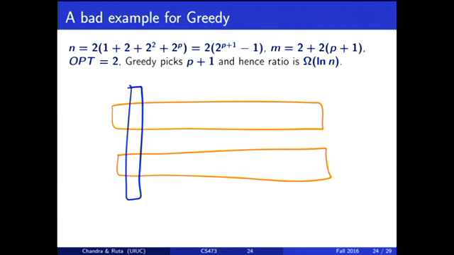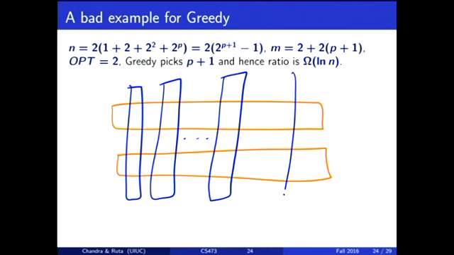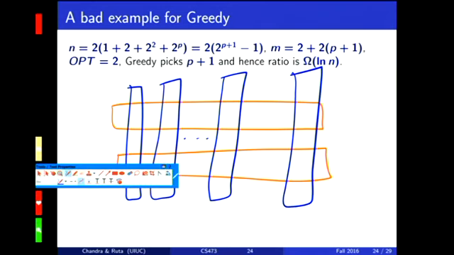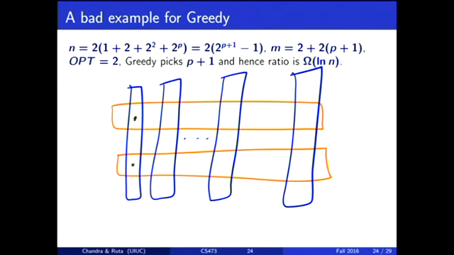It's like a matrix, okay? So it's a geometric example. This one has 1, 1. This one has 2, 2. And in general, this one has 2 to the i, 2 to the i, and 2 to the p, 2 to the p. Okay? Is the instance clear?